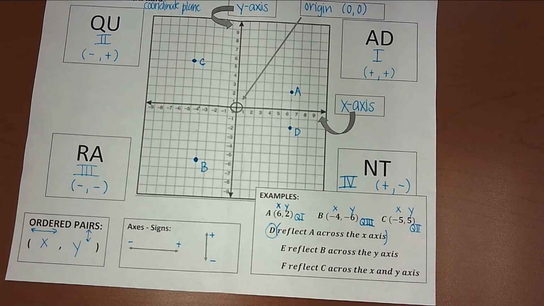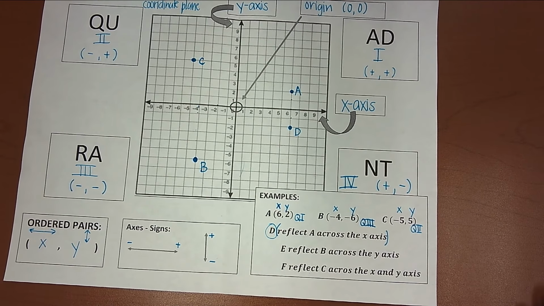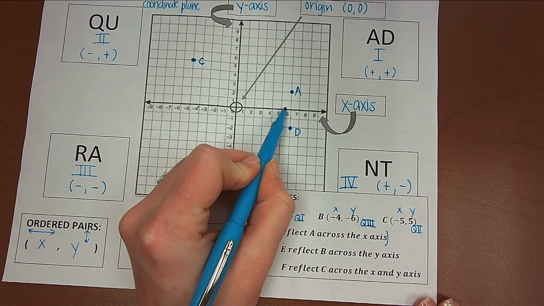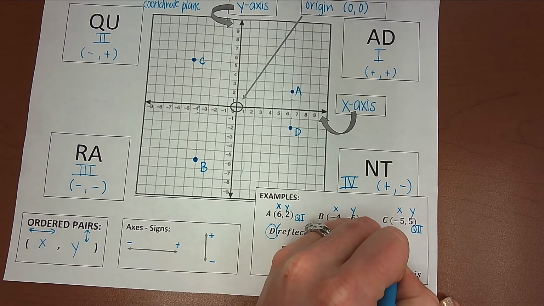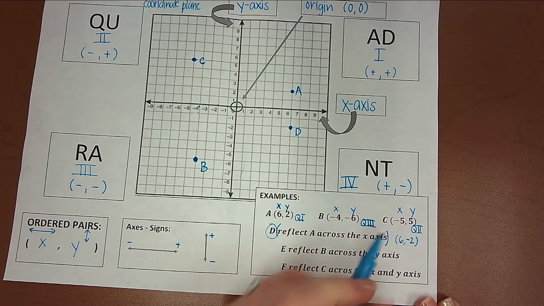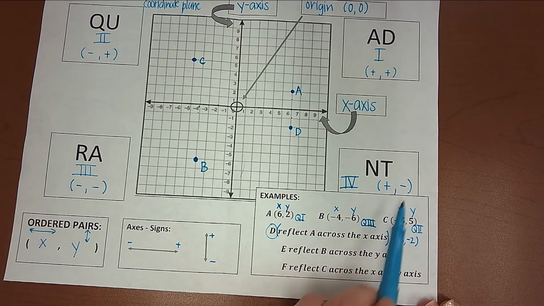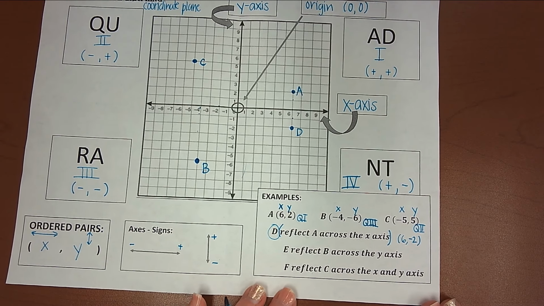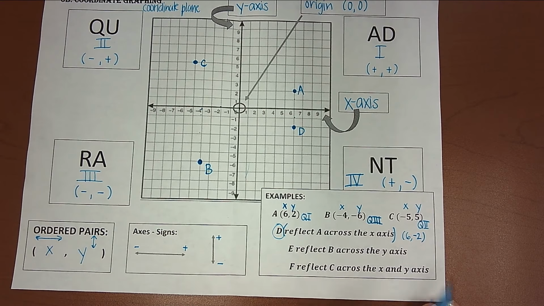And then also, if it ever asked us for the ordered pair of letter D, we would say, well, 1, 2, 3, 4, 5, 6 is my x value, and 1, 2, negative 2 is my y value. Positive, negative is always in quadrant 4, so my signs seem correct. You'll also notice that the 6 stayed the same when we reflect across the x-axis. The y value, 2 and negative 2, just switched over and became the opposite of 2, which is negative 2.